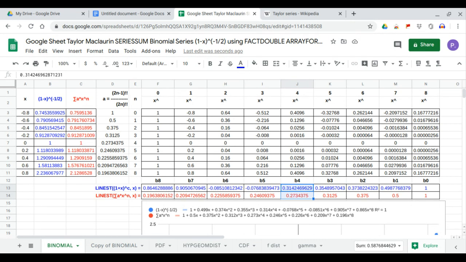The error is negligible. This completes the use of the double factorial and the IFERROR in generating the Taylor-Maclaurin series sum expansion of the binomial series of 1 minus x to the power negative 1 half, and comparing it with the regression coefficients using LINEST polynomial regression with 0 degree of freedom because the rows and the columns are equal.